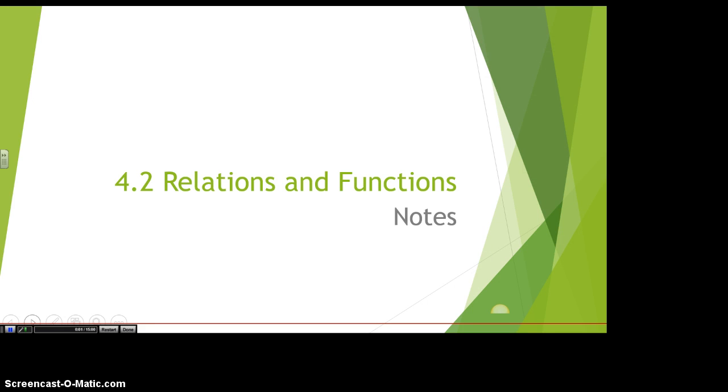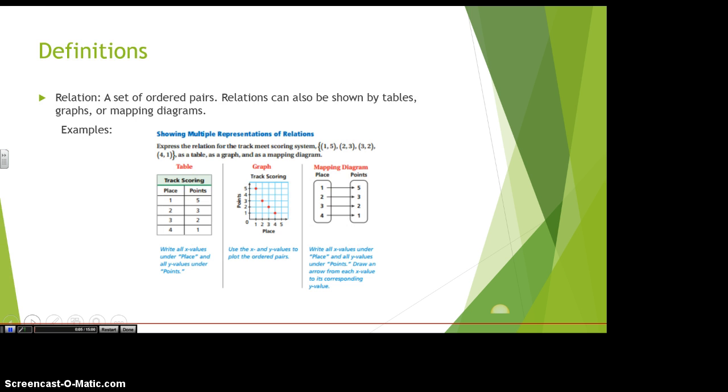Hi everyone, section 4.2, relations and functions. So in this section we're going to be working with what's called relations. A relation is a set of ordered pairs. Remember, your ordered pairs are your x, y values. Relations can also be shown by tables, graphs, or mapping diagrams.